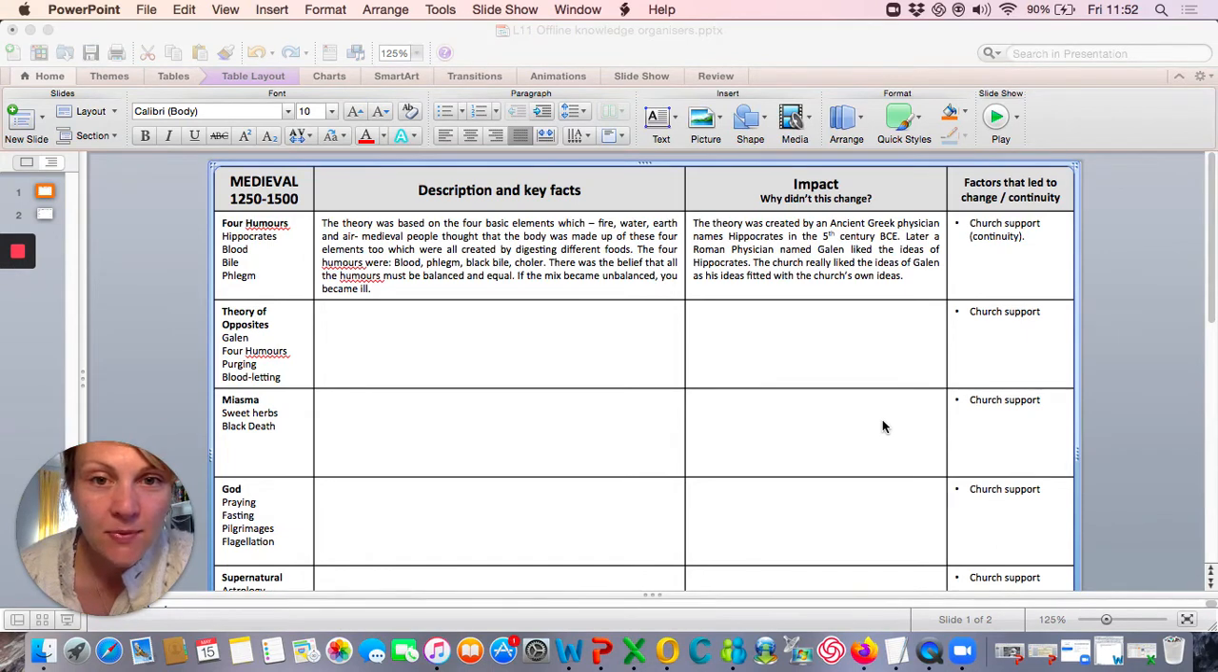And you can see that this knowledge organiser is really focused on change and continuity and addressing which things changed and which things developed over time. And this is because your paper 1 medicine through time really is focused on this change and continuity from the period of the medieval times right through to the present day. So what's really important here is that we highlight that in our knowledge organisers as well.